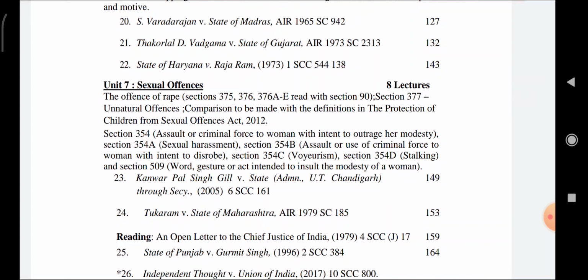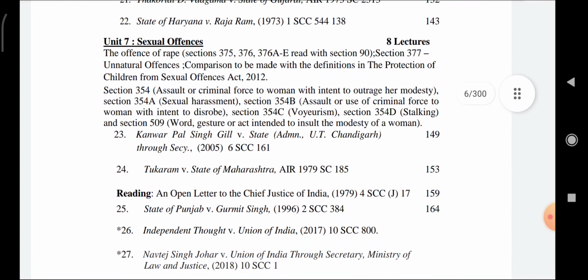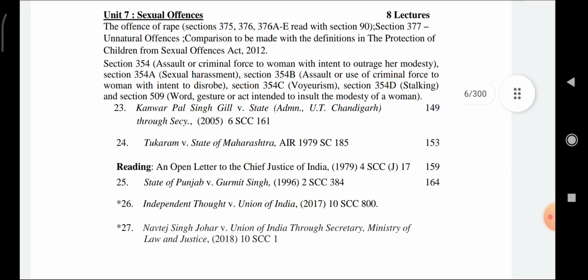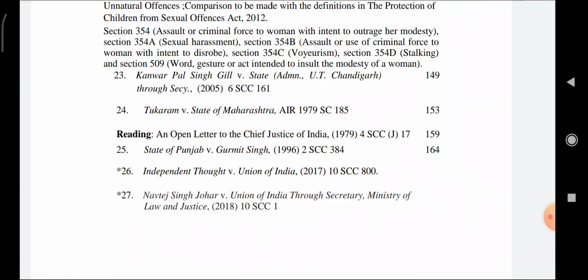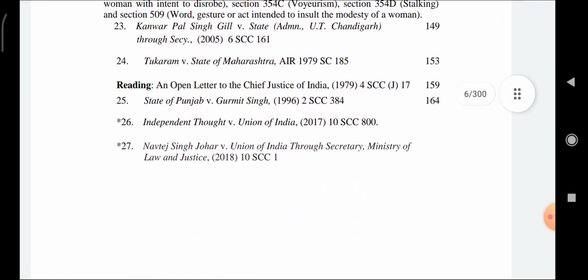There are leading cases related to these sexual offences: Kanwar Pal Singh Gill versus State (Administration) of Chandigarh, a 2005 case, and Tukaram versus State of Maharashtra, 1979. Also State of Punjab versus Gurmeet Singh, Independent Thought versus Union of India, and Navtej Singh Johar versus Union of India through Secretary, Ministry of Law and Justice, 2018.